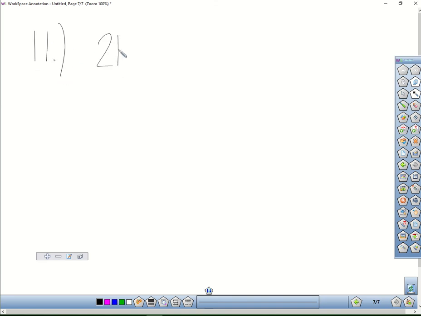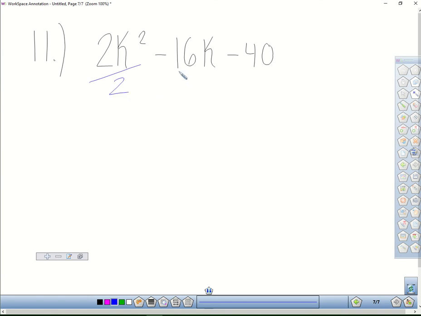Number 11 is 2k squared minus 16k minus 40. So in this case, I checked, do I have a GCF? Yeah, what is it? 2k. Not 2k. I mean, not k, but just 2. Oh, okay, so like if the entire variable doesn't have... Yeah, they each have to have a variable in order for it to be included in the GCF. Basically, everything has to be divisible by it.